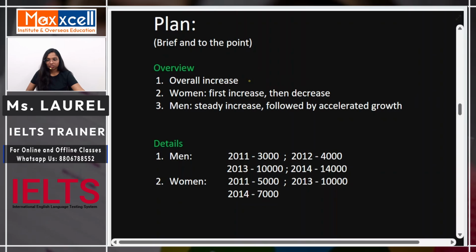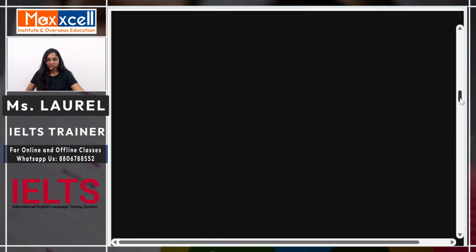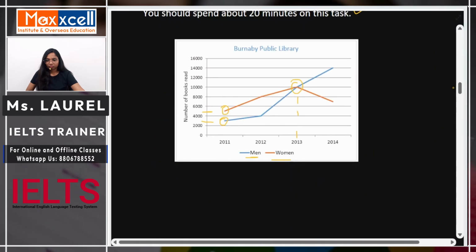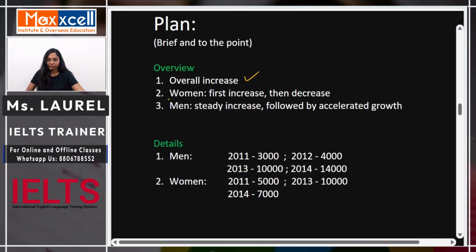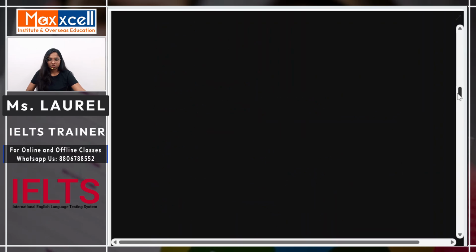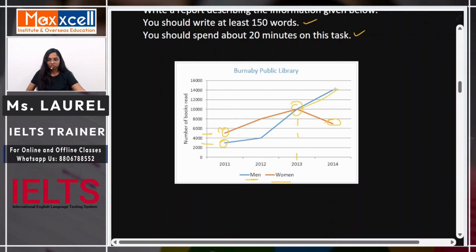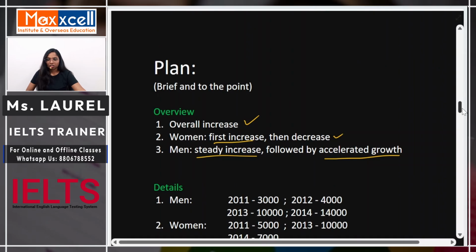Here we can see overall increase. Okay, overall both of the numbers have increased. If you see here, the initial point and the final point, even in case of women there's an increase, and for women there was first an increase and then a decrease, and for men we have a steady increase and then accelerated growth, which is this final portion, which is a sharp trend.